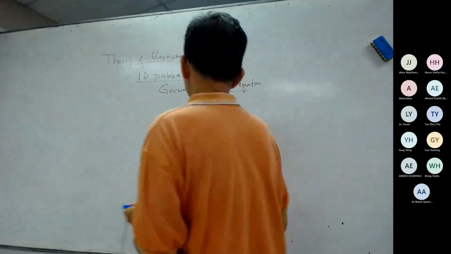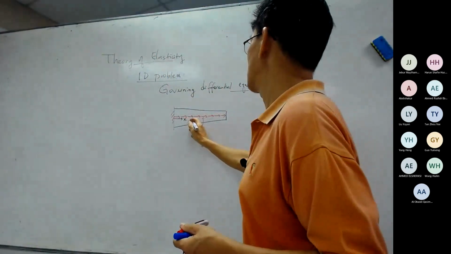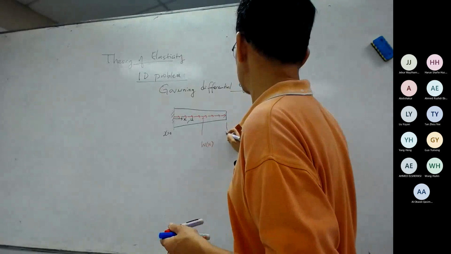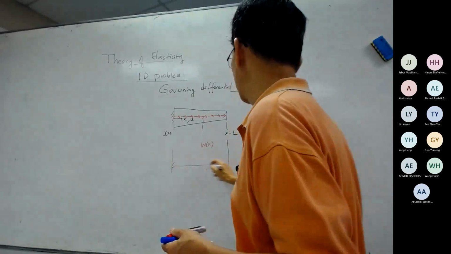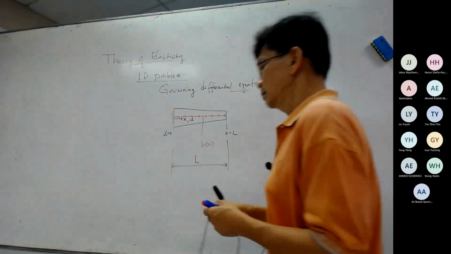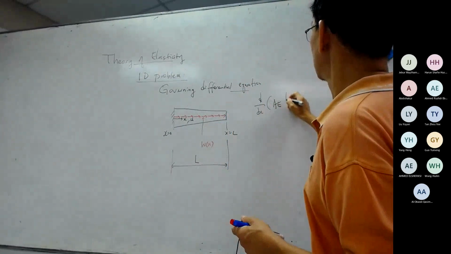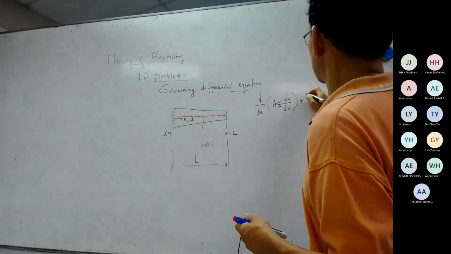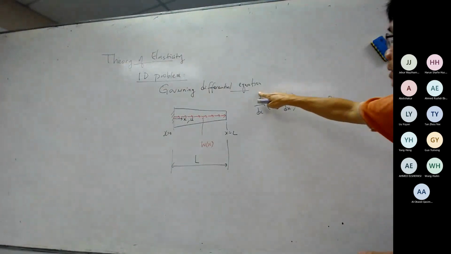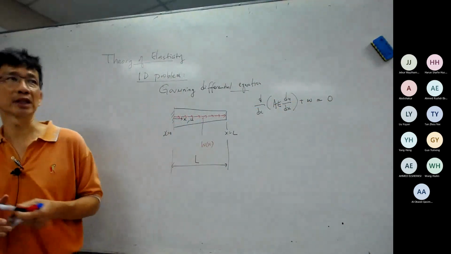Then we will have the coordinate representing the problem and the non-zero displacement U. So this is X equal to 0, and this is X equal to L, and the length is L. And to derive the governing differential equation, we go through d/dx of (AE du/dx) plus the body force equals 0. If I represent body force using W, this is the equation that you need to use to solve 1D bar problems using theory of elasticity.